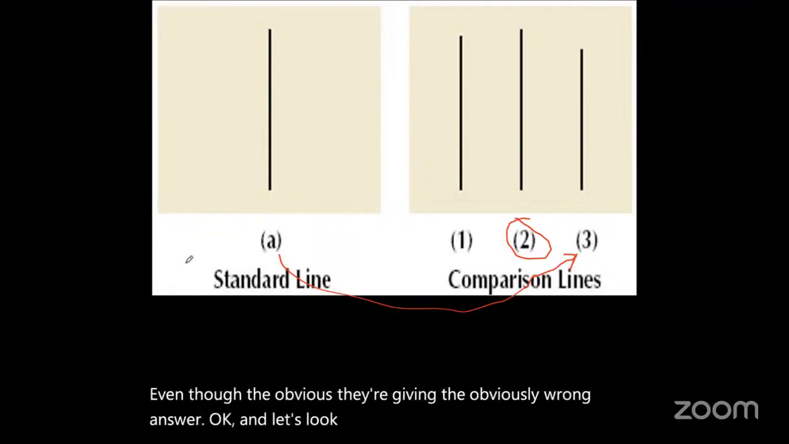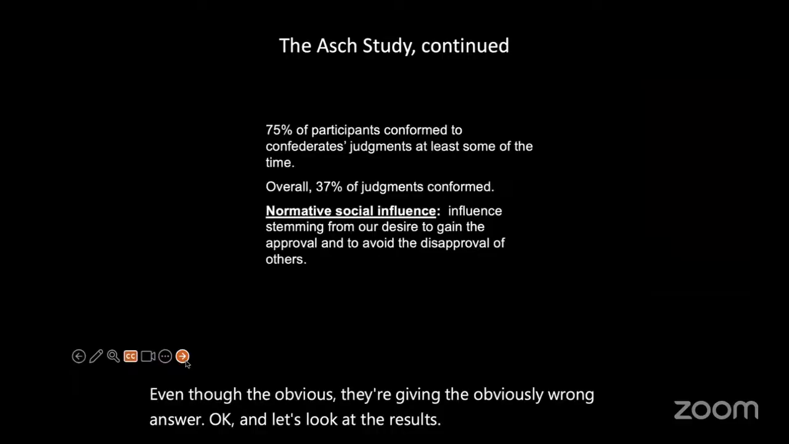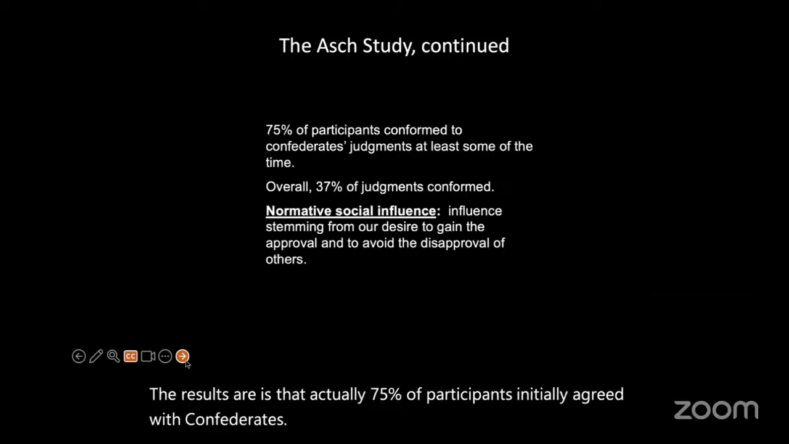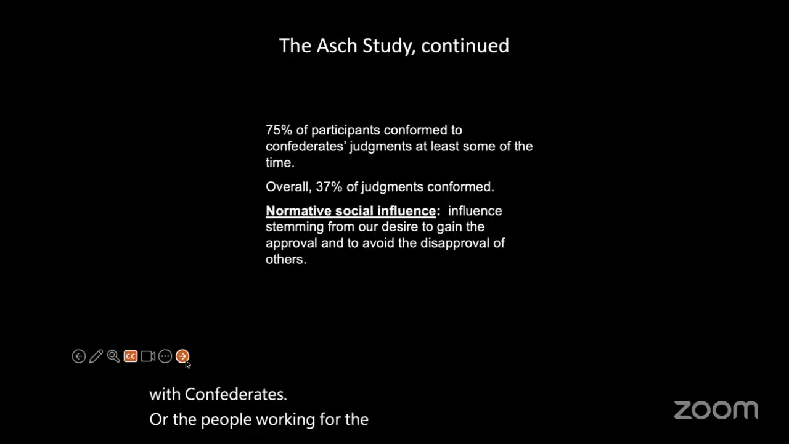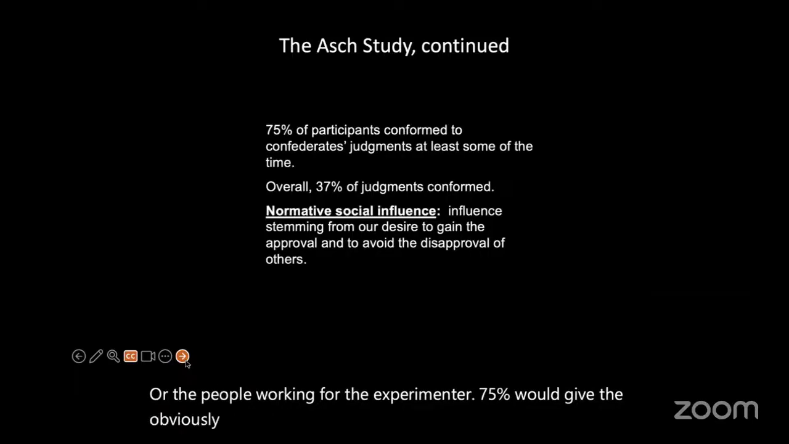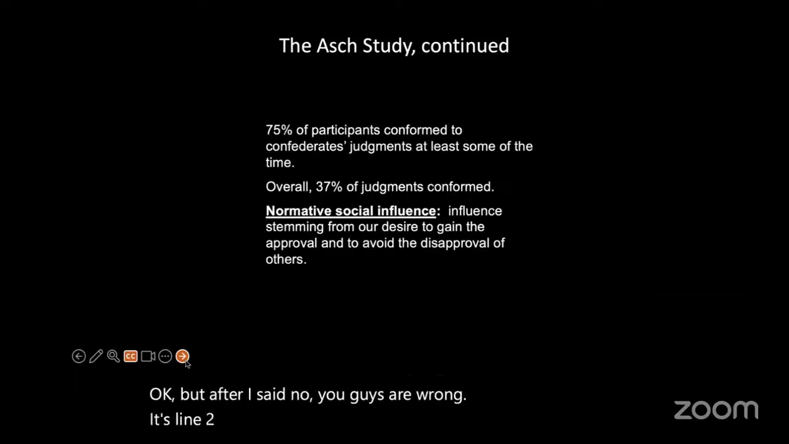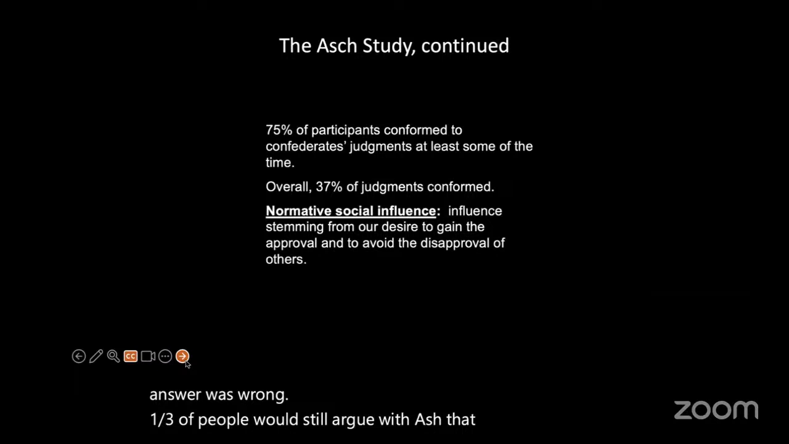Let's look at the results. Actually, 75% of participants initially agreed with the confederates, the people working for the experimenter. 75% would give the obviously wrong answer on the first run. But after Asch said, no, no, no, you guys are wrong, it's line 2, not line 3, it went down to 37%. But I want you to think about this: even though the experimenter said the answer was wrong, 1/3 of people would still argue with Asch that the group's perception was correct.